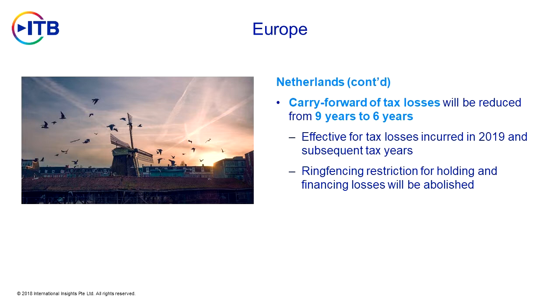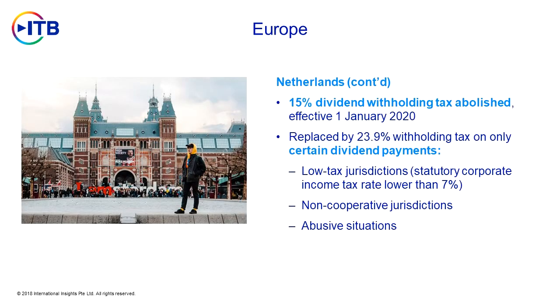Under current law, there's a ring-fencing restriction for holding and financing losses. That will be abolished. The existing 15% dividend withholding tax will also be abolished with effect from the 1st of January 2020, but it will be replaced by a 23.9% withholding tax, which will apply to certain dividend payments. Dividend payments to low-tax jurisdictions, to non-cooperative jurisdictions, and dividends paid in certain abusive situations.